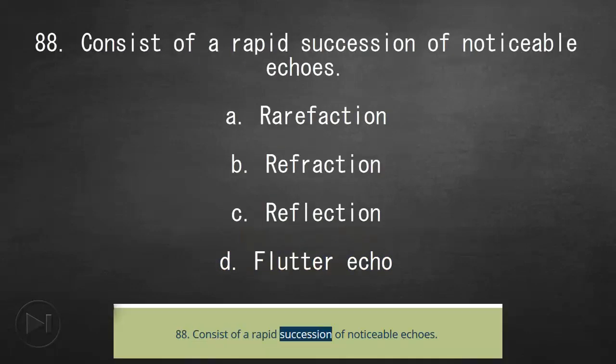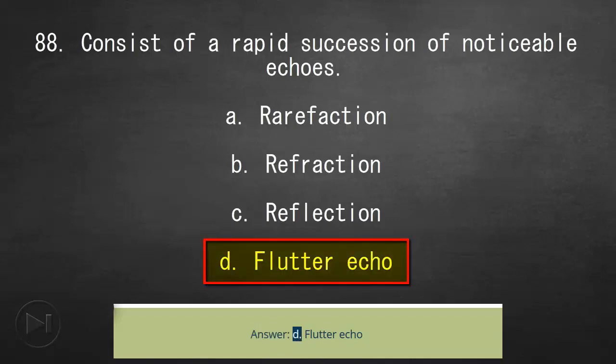88. Consists of a rapid succession of noticeable echoes. A. Rarefaction, B. Refraction, C. Reflection, D. Flutter echo. Answer, D. Flutter echo.